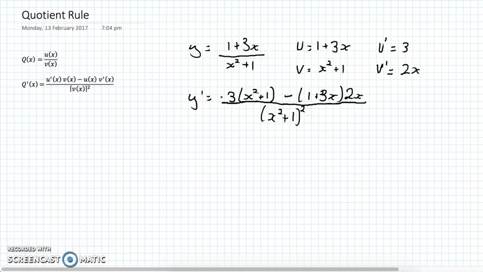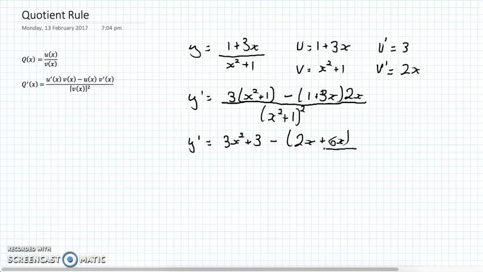Alright. It looks alright at the moment. If you were to give me that, I'd probably give you some marks for it, but it can be simplified. And if it can be simplified, let's do it. So, y dash. So, 3x squared plus 3. Remember, 3 times x squared, 3x squared, 3 times 1, it's just 3, minus 1 times 2x is just 2x, plus 3x times 2x is 6x squared. And again, (x squared plus 1) squared.